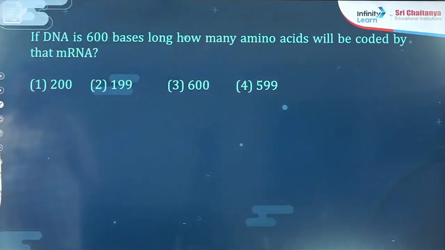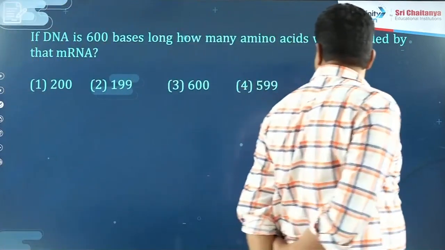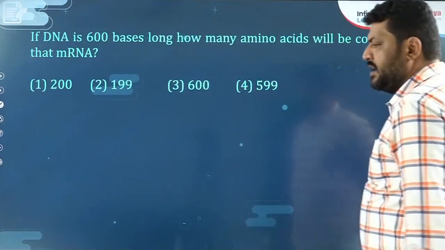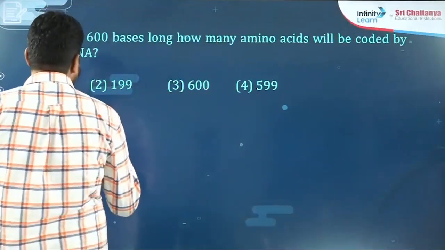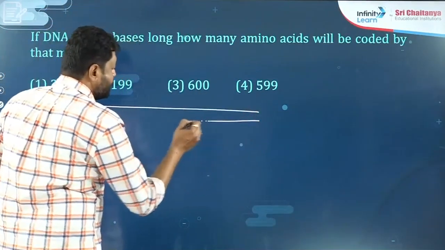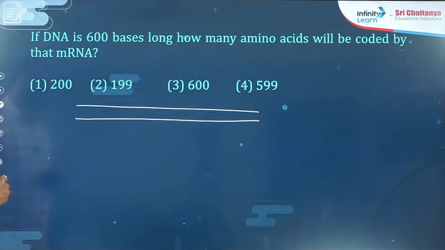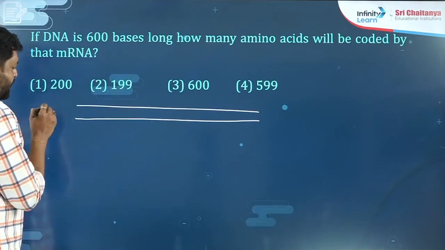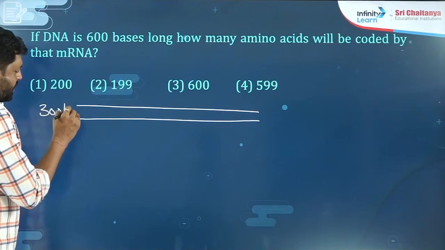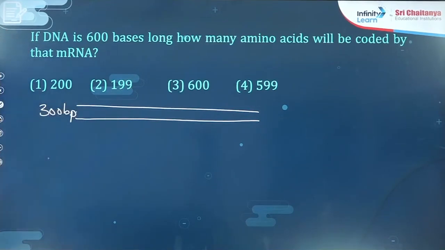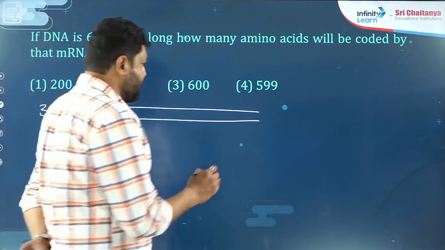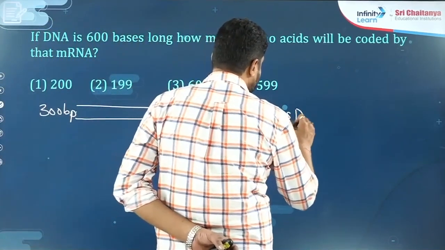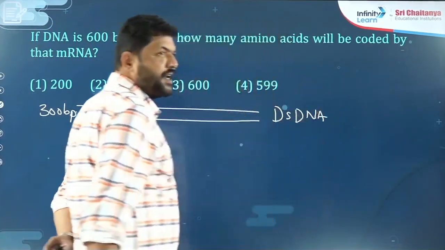And the next question: if the DNA is 600 bases long, how many amino acids will be coded by that mRNA? One of the beautiful questions. DNA has 600 bases, of which the upper strand will have 300 and the lower strand will have 300. That is called 300 base pairs. This is double stranded DNA. Was it clear?